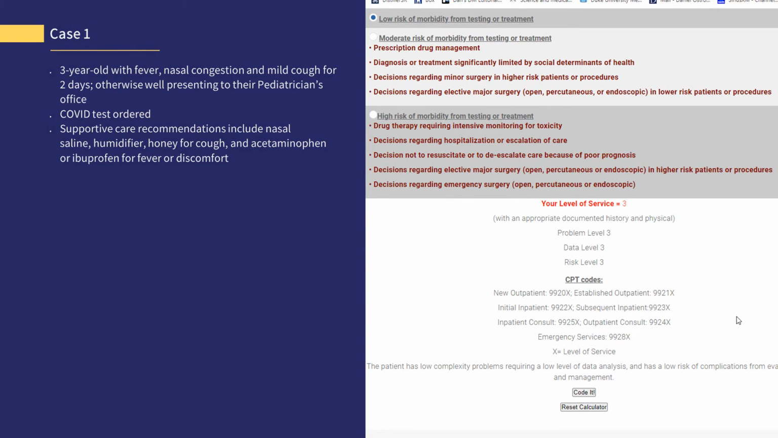Since this is an outpatient encounter, the complexity levels convert as follows. The problem level is 3, the data level is 3, and the risk level is 3, and so the overall level is 3. Using the outpatient CPT code set, this would be a 99213.